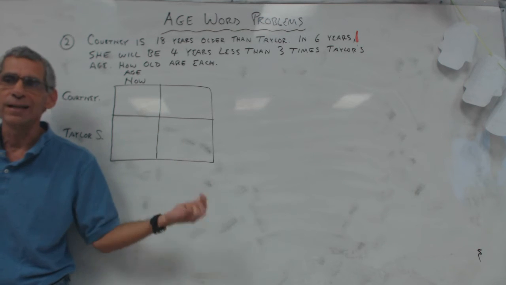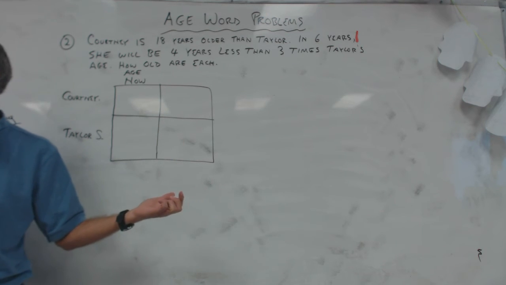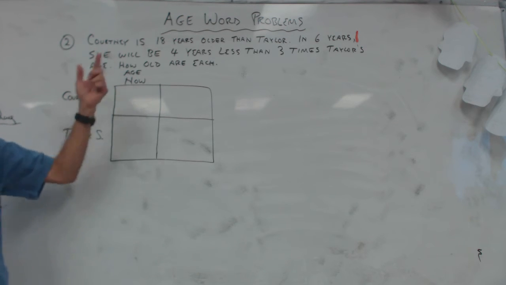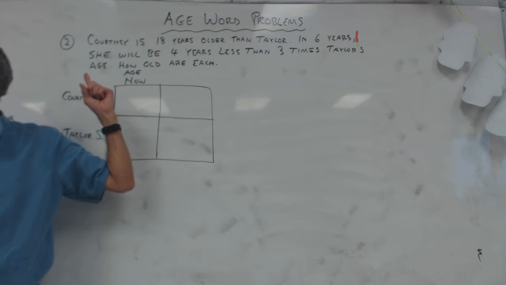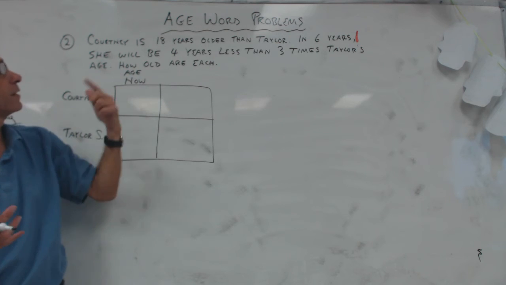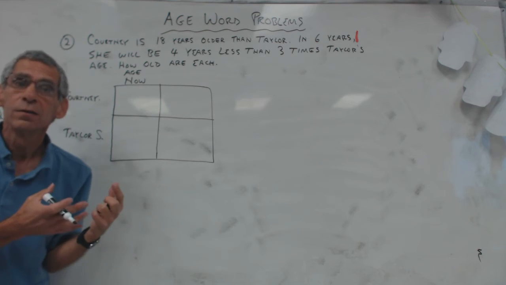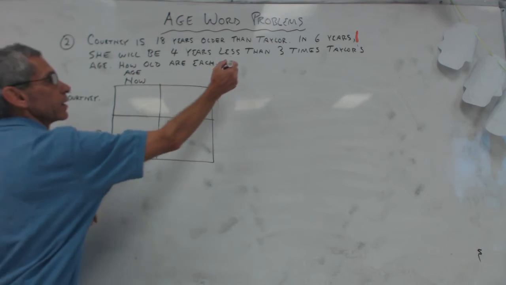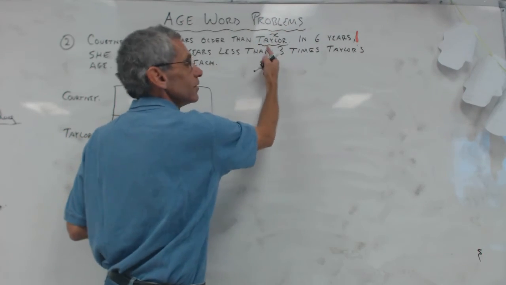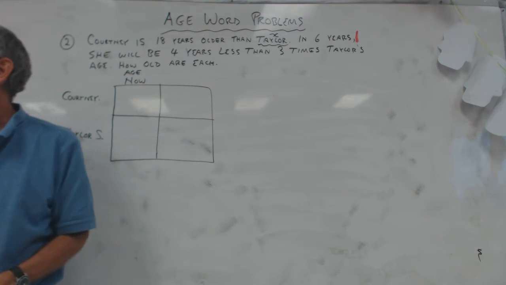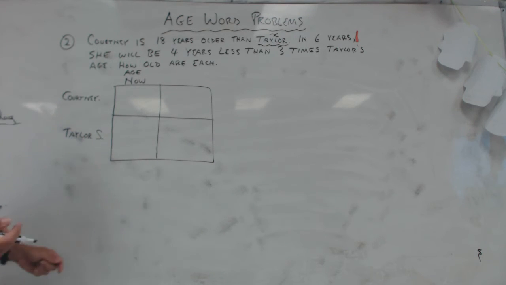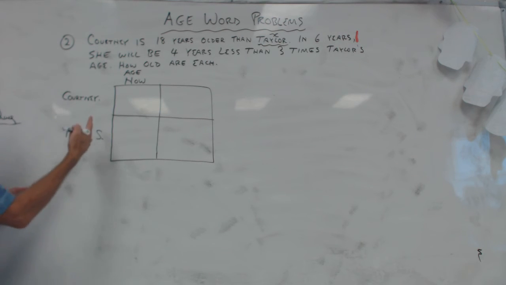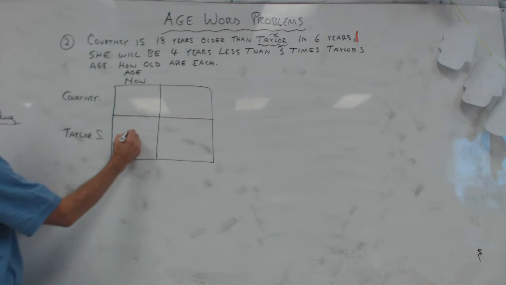Which is the foundation, the base? Taylor, right? Because if I know Taylor's age, I'll know Courtney's age. Courtney is 18 years older than Taylor, so Taylor is going to be my x. You'll notice that it's always the second person that turns out to be the x. If it said Taylor is 18 years younger than Courtney, then Courtney would be the foundation. So we have Taylor is x, and we're going to put x for Taylor.